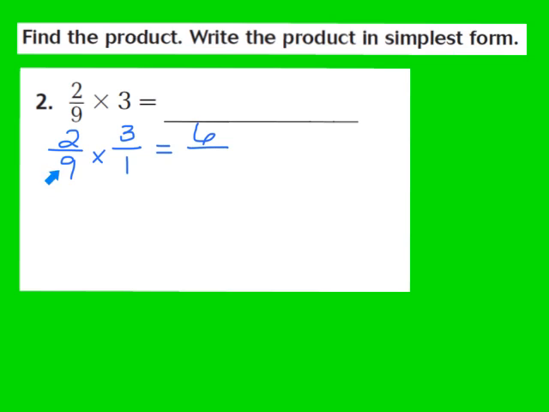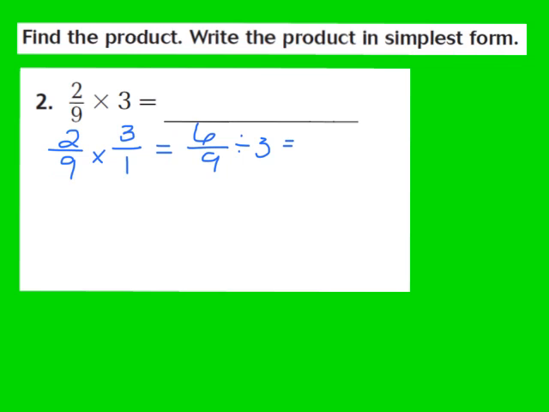Once again, we're going to multiply straight across, denominator times denominator. Well, I know that 9 times 1 is going to give me 9. So I'm going to go ahead and write down my 9 as my denominator. Now my last step is this. I need to focus on my product, my answer here, which is 6/9, and ask myself, is that product in simplest form? Well, what I know is if I have both a 6 and a 9, I can divide both a 6 and a 9 by a 3.